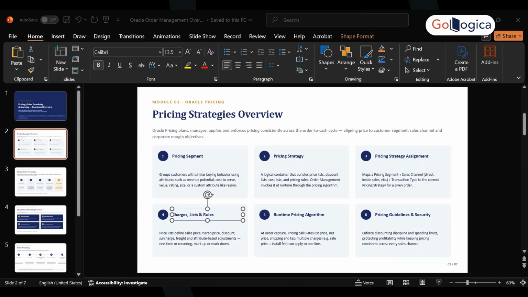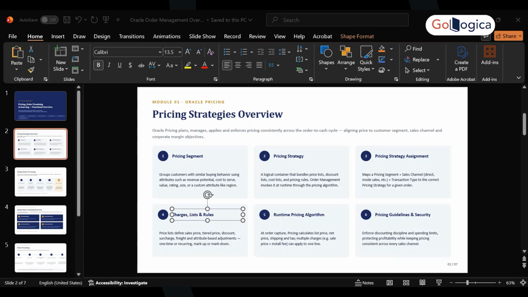Next one is our pricing guidelines and security. The final component is our pricing guidelines and security. Like every organization wants to control how much discount employees can offer to our customers. So Oracle provides the pricing guidelines to enforce these business controls.